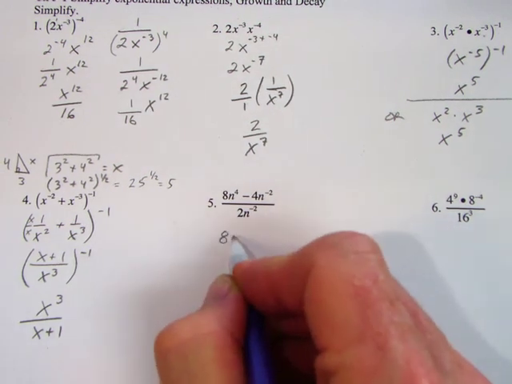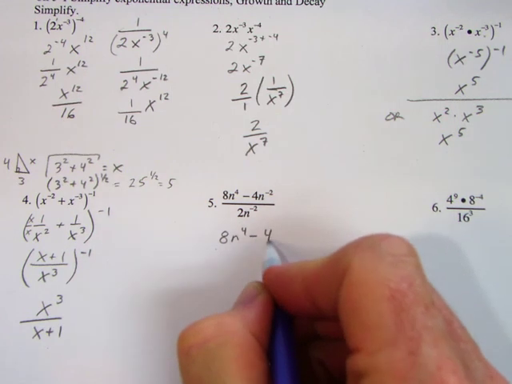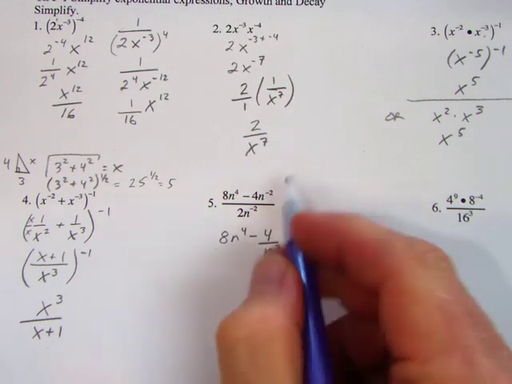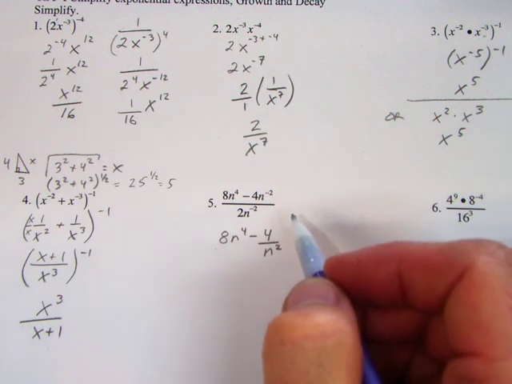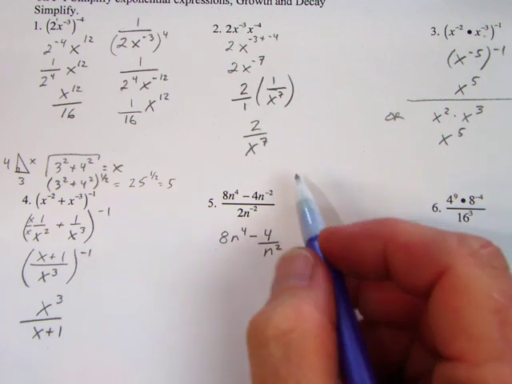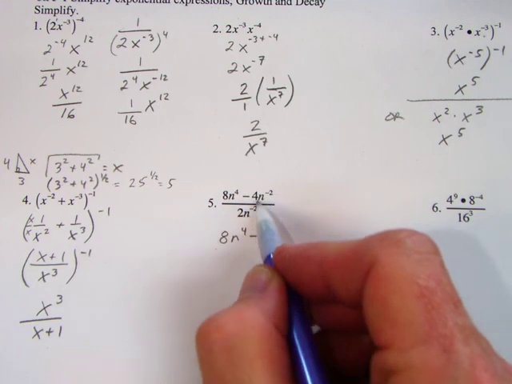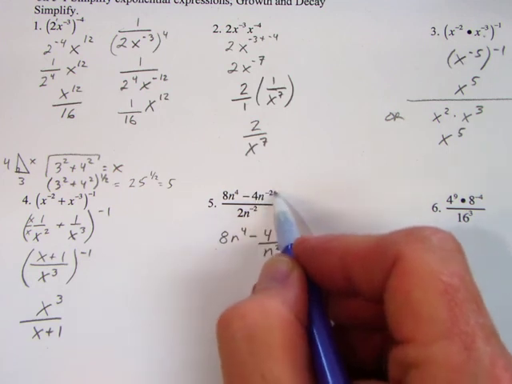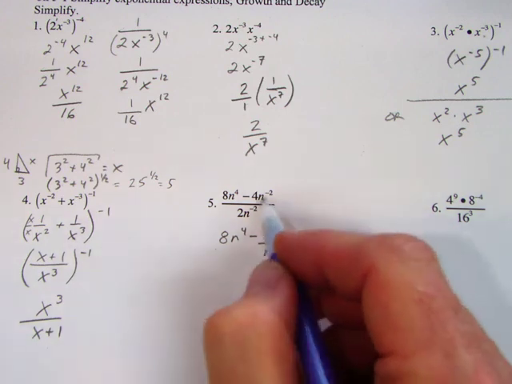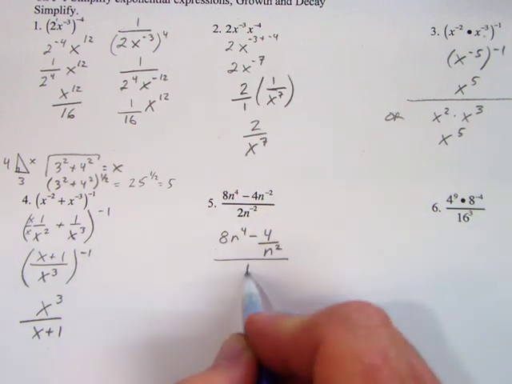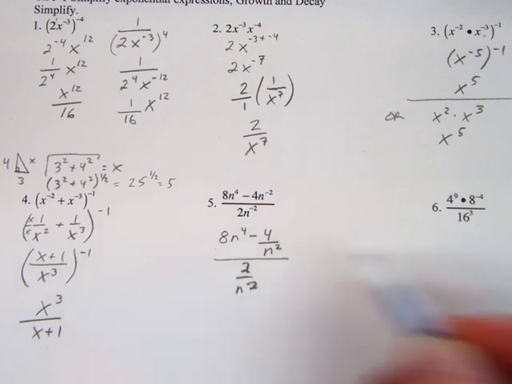This next one, we have 8n to the 4th minus 4 over n squared. Notice only n is being raised to the negative 2 power. You cannot insert parentheses here just because you feel like it. If it said 4n in parentheses raised to the negative 2, it'd be 1 over 4n raised to the second power, but it's only n in this case. And this is 2 over n to the positive 2 now, sorry.